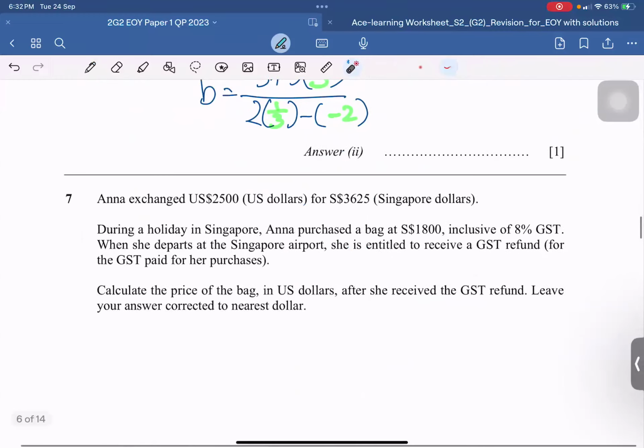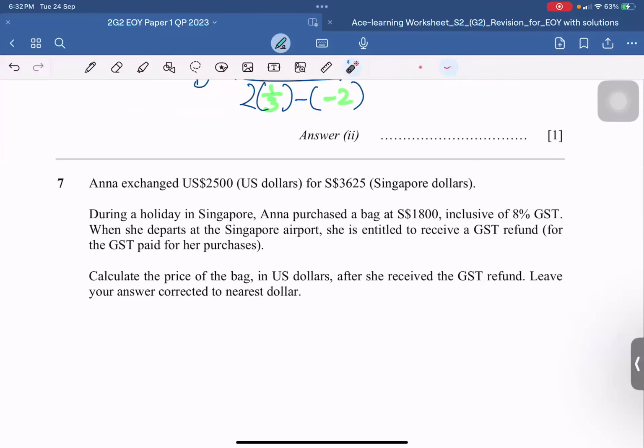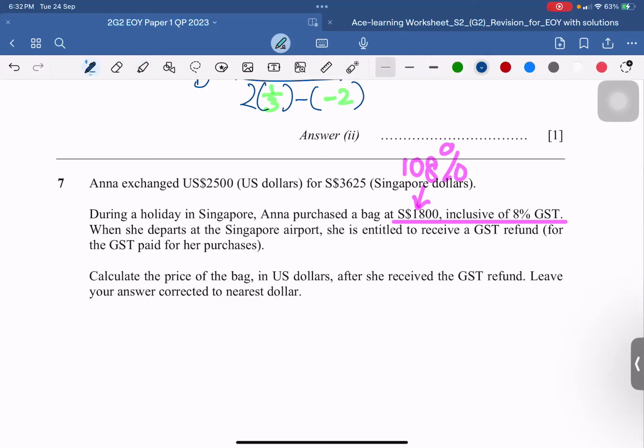Okay, do you know how to find GST? You must find the question. This one here says it is inclusive of 8% GST. Is this 100%? No, this is 108%. It is not 100%. This is including the GST.